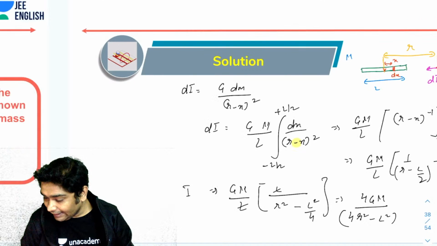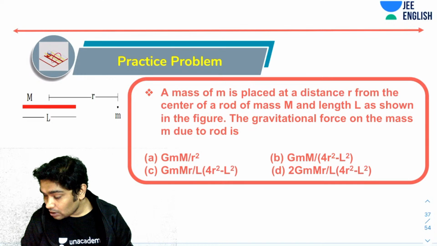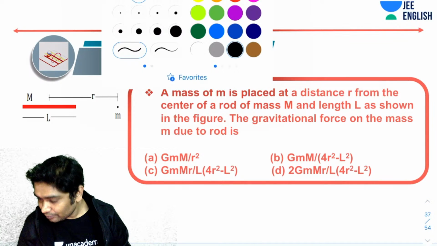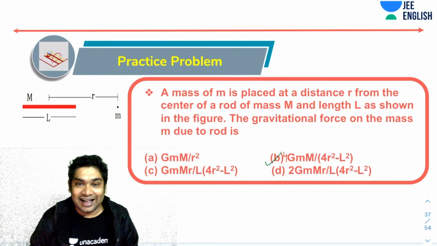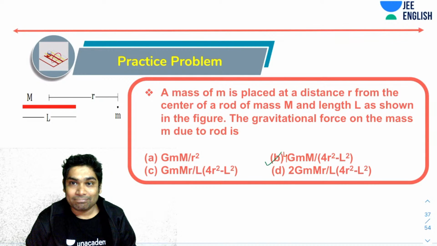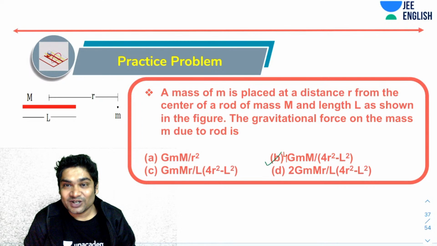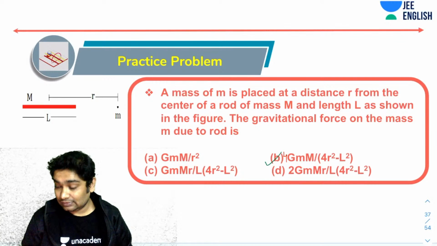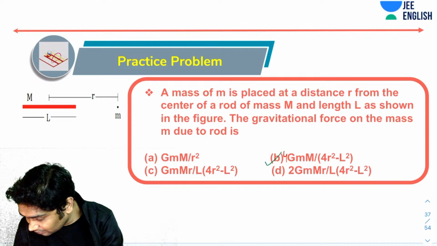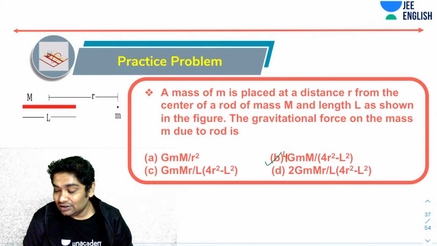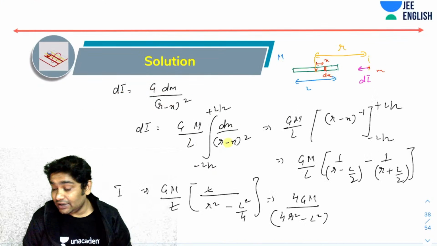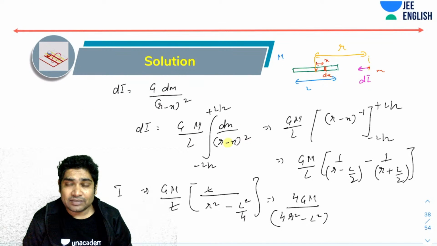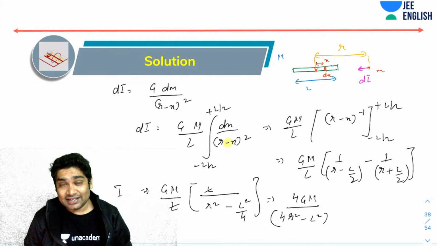So Om Prakash, it's not D. I think I missed a 4 here, but the answer is B. Should have been a 4 here. And the answer is in fact B, the first option that I had marked. So this is the correct answer. I think there is a 4 missing in the option. It should have been a 4 here: 4GMm over 4r square minus L square. That is the correct answer. Boom, you can see where you went wrong with your calculation. Please try and find the mistake in your calculation, and it should be easy to see. This is how you will approach this.